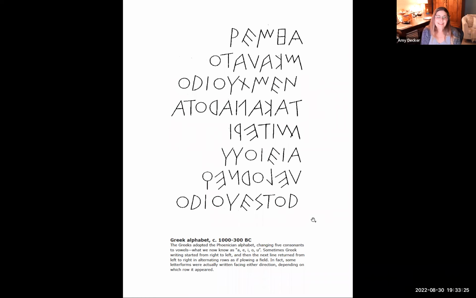So they were trading with the Greeks, and the Greeks were like, "Huh, we like this Phoenician alphabet. These guys are onto something." So the Greeks adopted the Phoenician alphabet, changing 5 consonants into vowels. That is how we got our A, E, I, O, U. You can thank the Greeks.